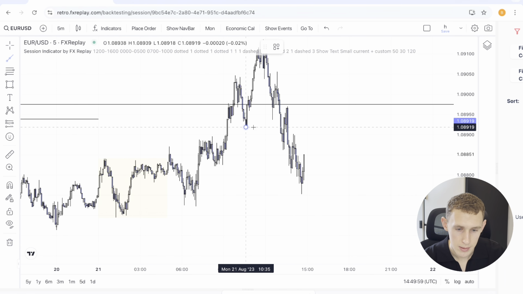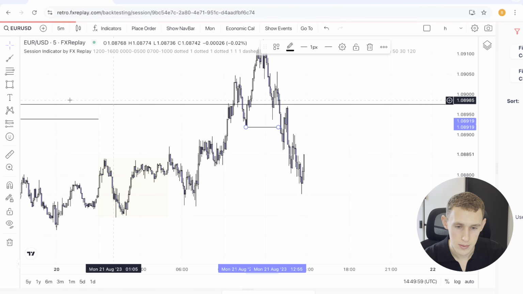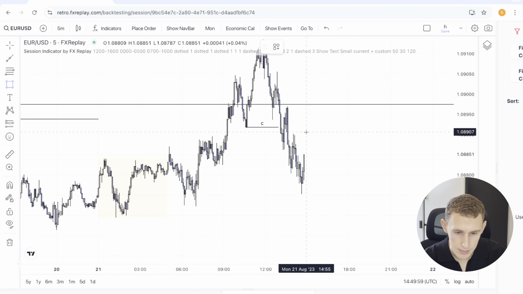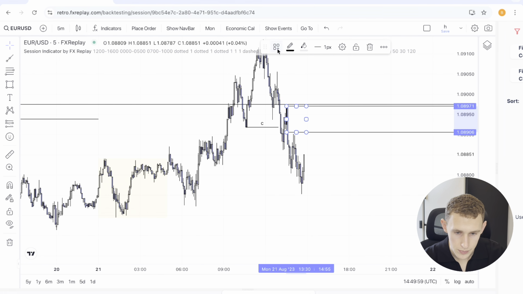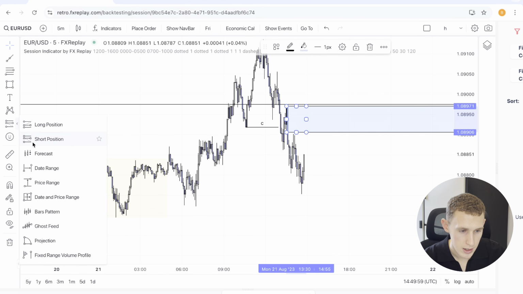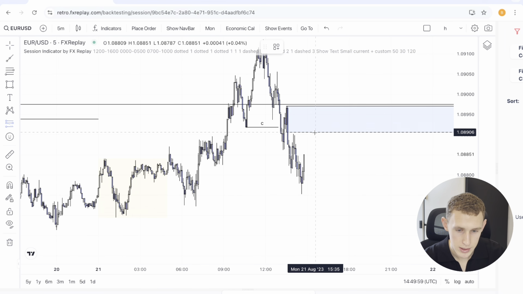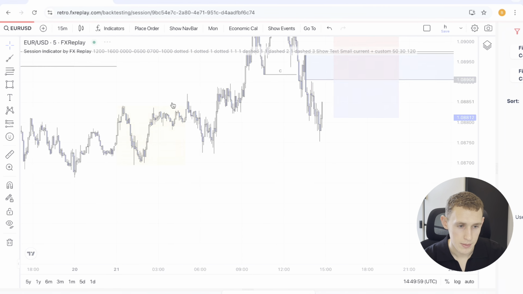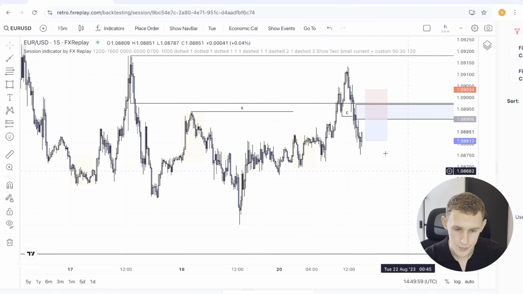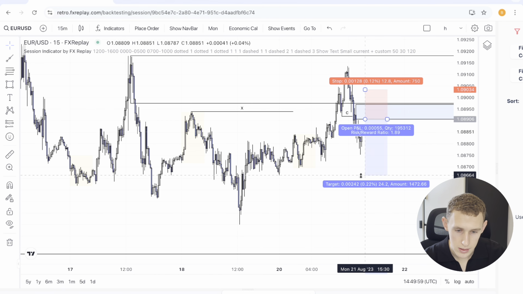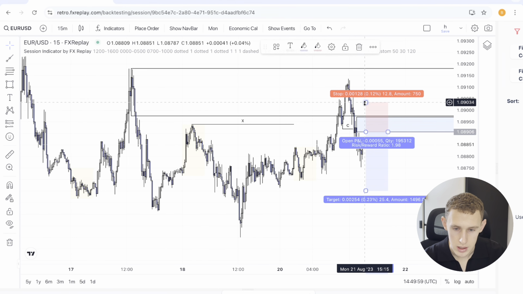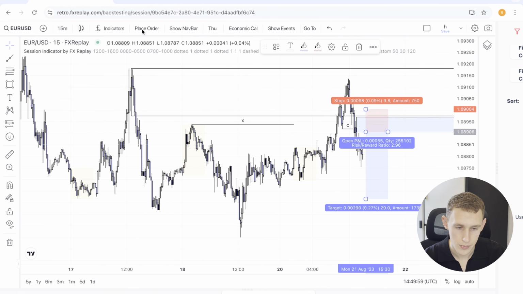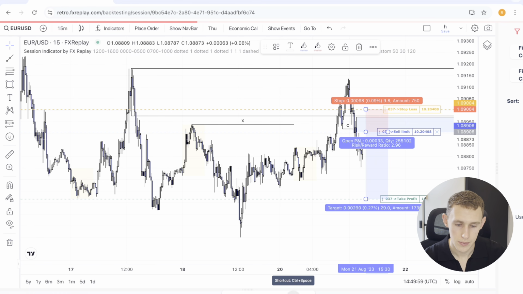Cool, so what I'm seeing here is we've had an M5 breaker structure. We have this imbalanced supply, so I'm actually gonna set a limit on this. Have stops slightly above. And for targets, I don't really want to target past this, so maybe have a slightly smaller stop. And I'm gonna set this limit.